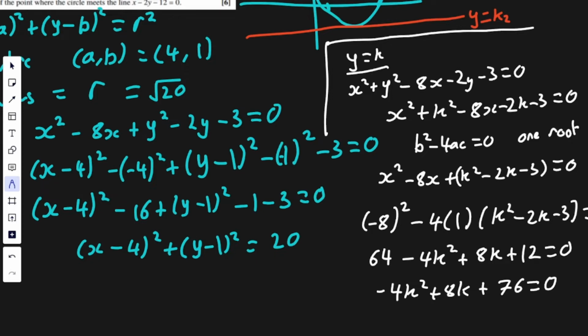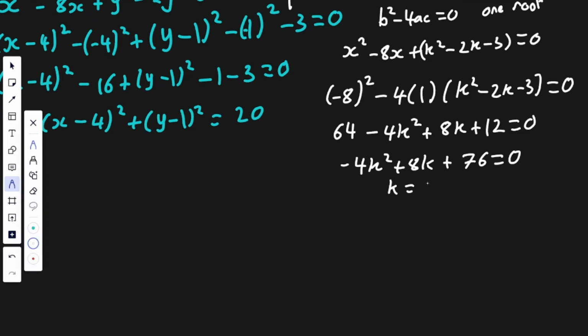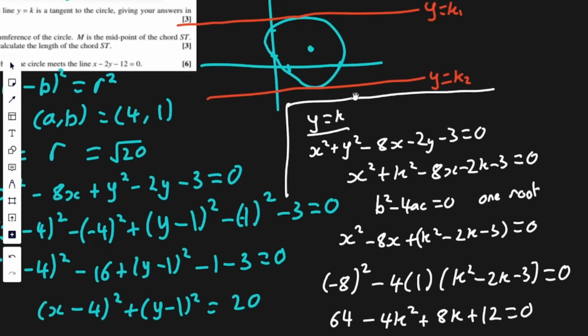Now we're not going to waste any time here, we're just going to put this in the calculator. We're expecting two values out, hence we've got a quadratic in k. And I get out that k is 1 plus or minus 2 root 5. Remember, we were expecting two values from our graph up here.